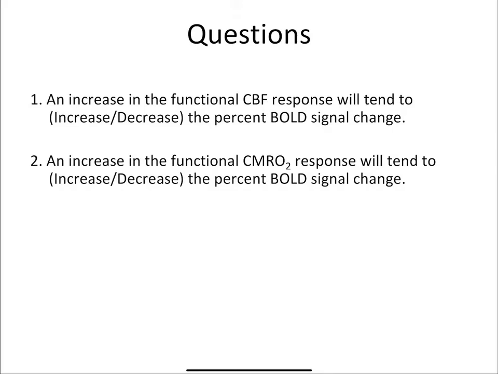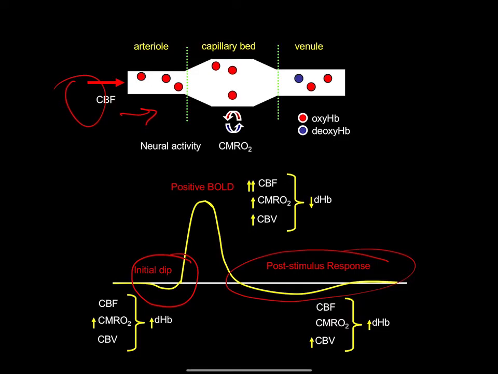Is the rate of metabolism constant over time? No, it actually changes, right? That's the idea: when you're doing a task, your metabolism increases locally according to how much brain energy you need. So it can change on the order of seconds. In fact, this initial dip here is that very quick change of metabolism.